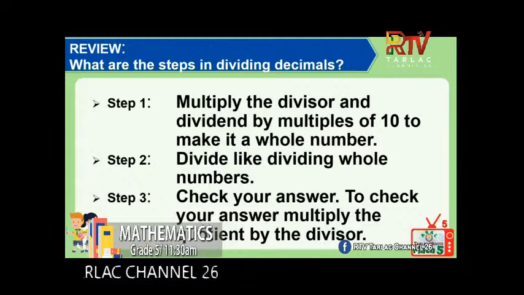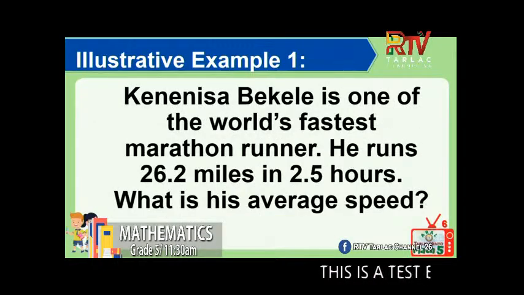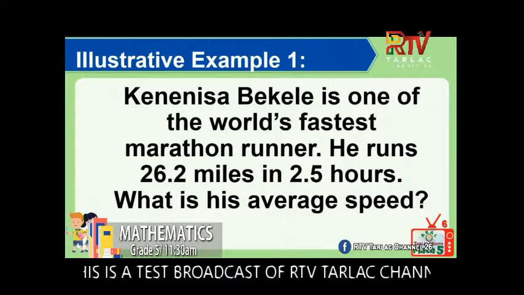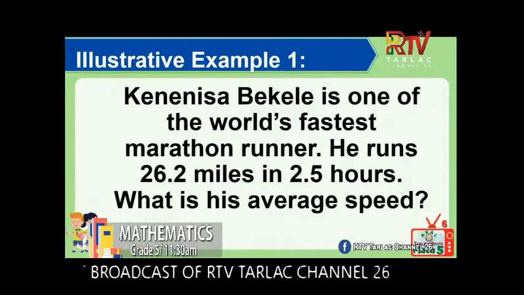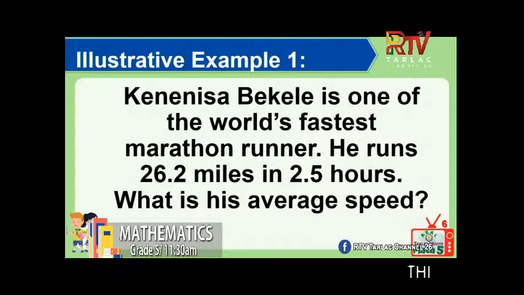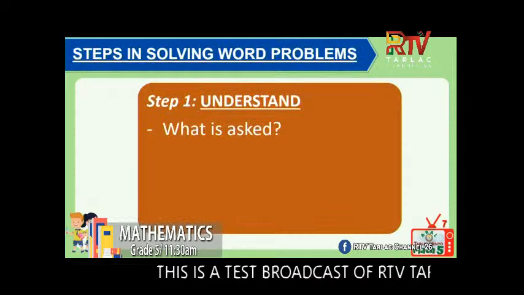Now let's begin with the new lesson. Turn your compendium of notes in Mathematics 5 to page 33. Let's read the first word problem. Illustrative example number 1. Kenini Sabeco is one of the world's fastest marathon runners. He runs 26.2 miles in 2.5 hours. What is his average speed? You can solve this problem by using the following steps.